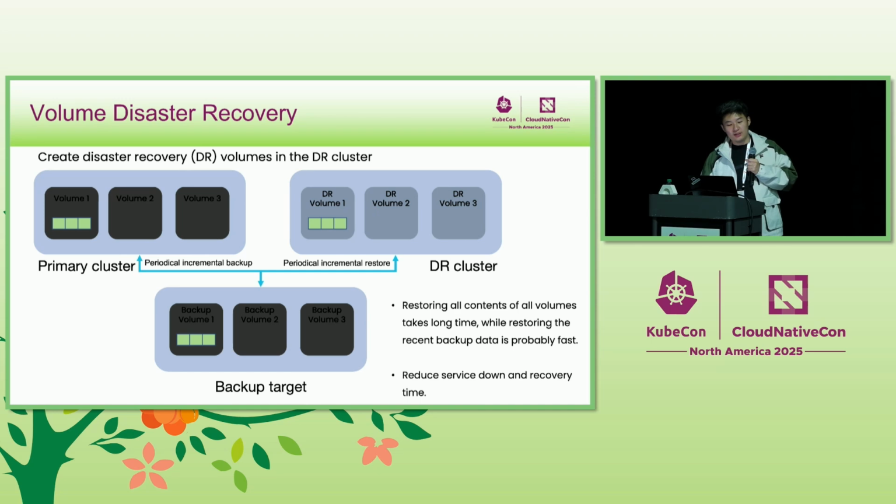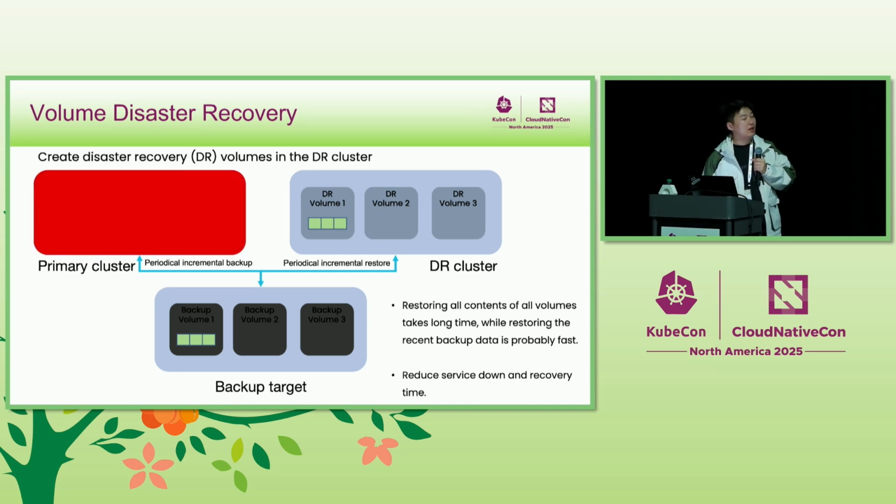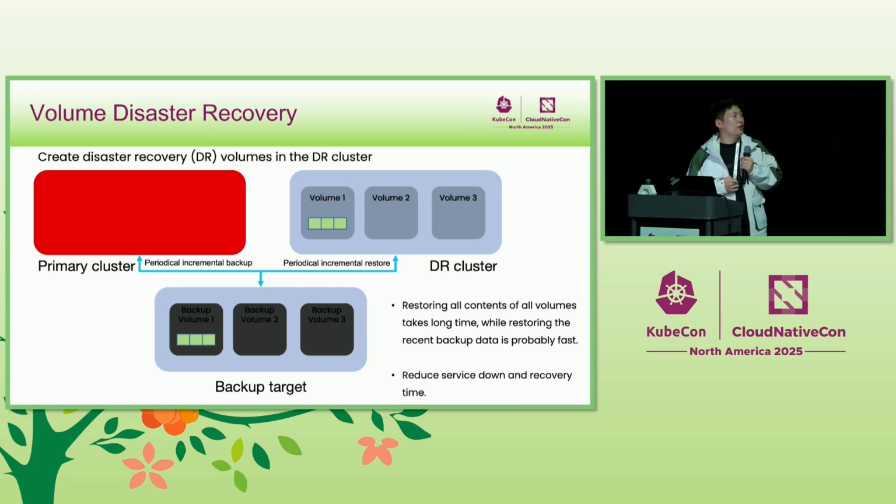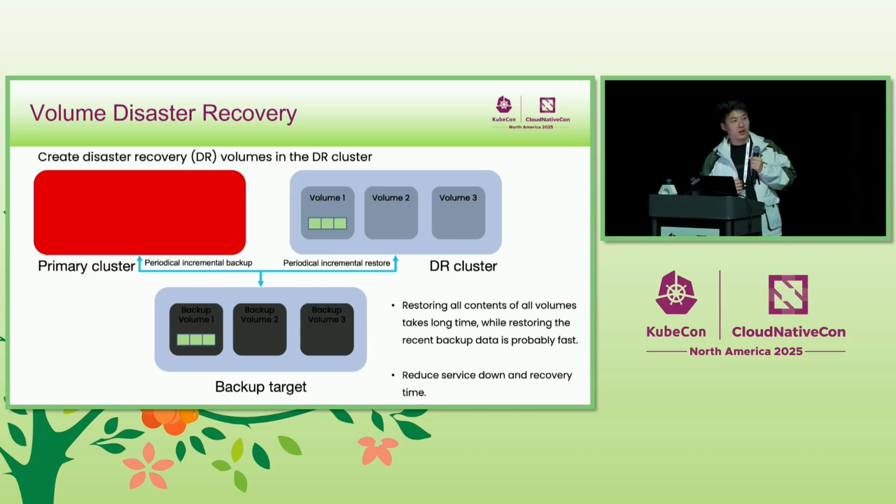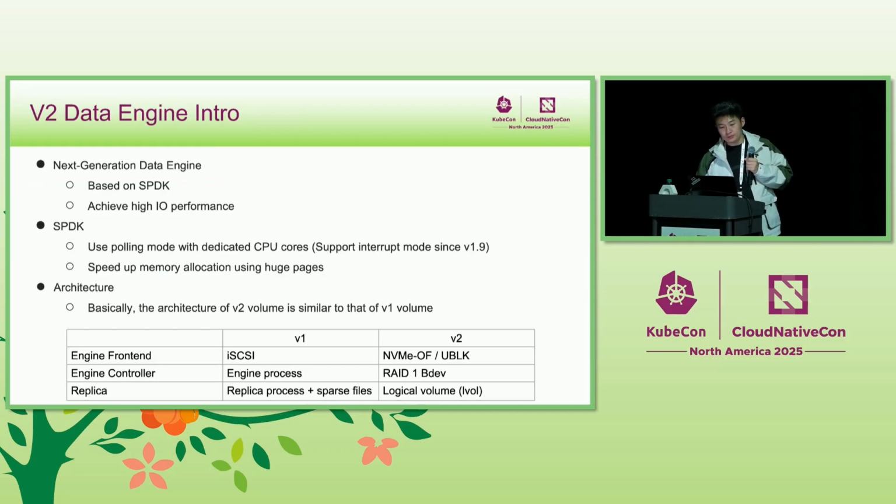And let's say at one moment, the primary cluster is down. Then users can quickly activate the DR volume in the DR cluster and recover all applications and services on top of it. This greatly reduces the service downtime, or we call it RTO or RPO. So the actual time reduced depends on the backup interval as well as the DR volume check interval. And that's the basic feature set and data protection mechanism Longhorn delivers.